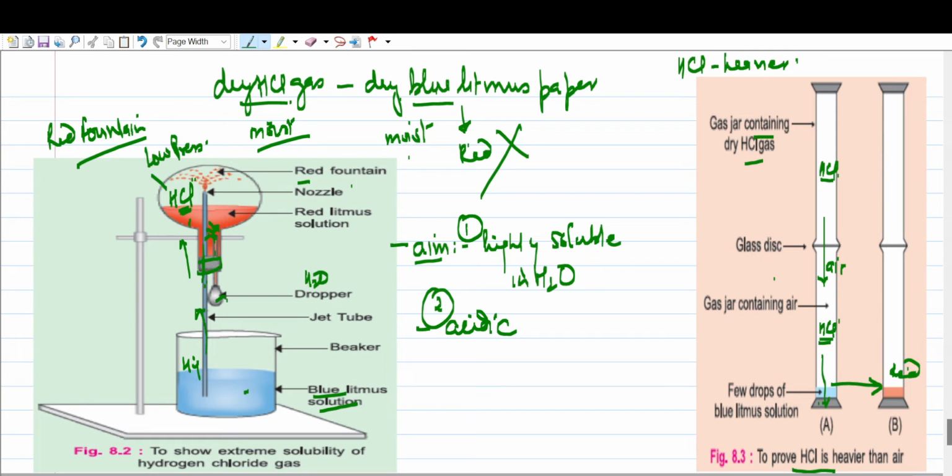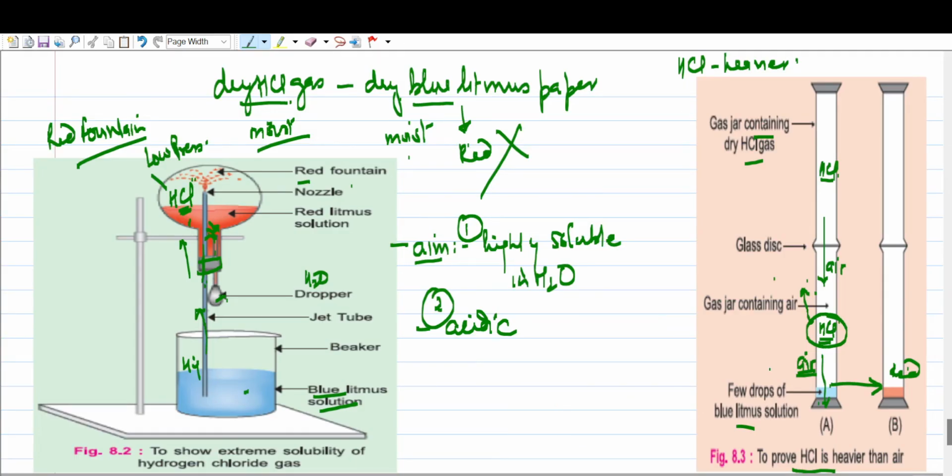The reason is, if HCl were not a heavy gas, it would remain on top with air in between. In that case, the blue litmus solution would not turn red. So the idea is that if the gas is heavier, then definitely it is going to come in contact with blue litmus. Here, the HCl gas was heavy, so it came down, reacted, and converted the blue litmus solution to red.